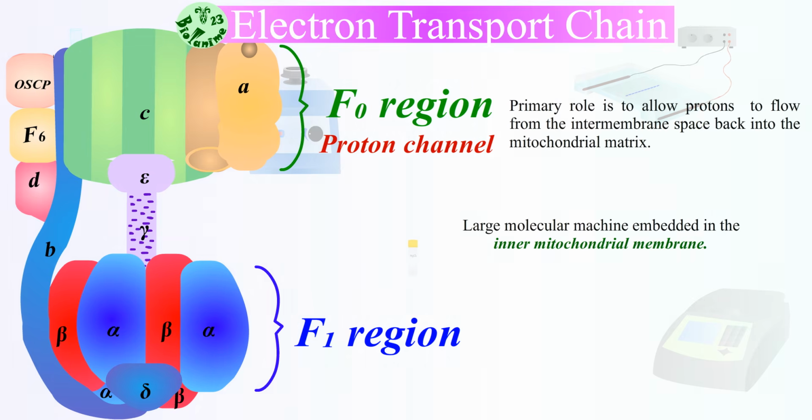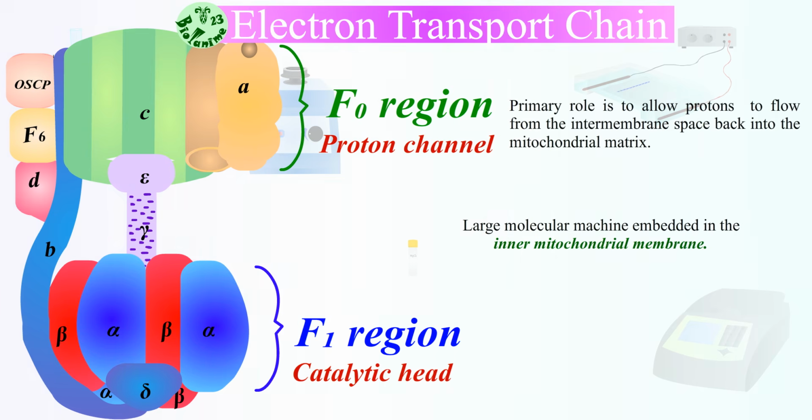Attached to the F₀ region is the F₁ region, which projects into the mitochondrial matrix. This is the catalytic head responsible for ADP synthesis. The F₁ region consists of 3 alpha subunits and 3 beta subunits, arranged alternately in a hexameric ring. At the center of this ring lies the gamma shaft, along with the delta and epsilon subunits, while a peripheral stalk anchors the catalytic head and prevents it from rotating.